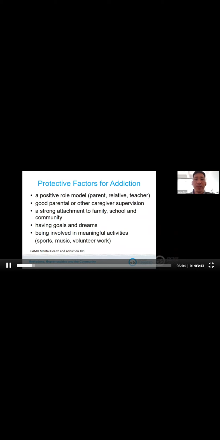Some protective factors for addiction include having a good or positive role model, so that could be a parent, a relative, or a teacher. Strong attachment to family, school, and community, having goals and dreams, and being involved in meaningful activities such as structured sports, music, and volunteer work.